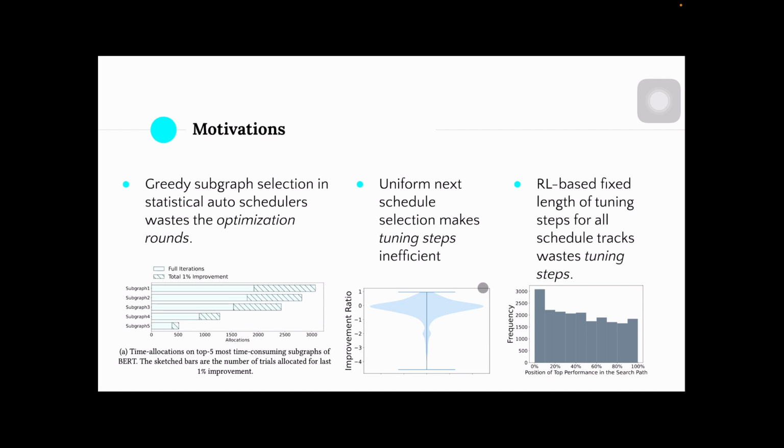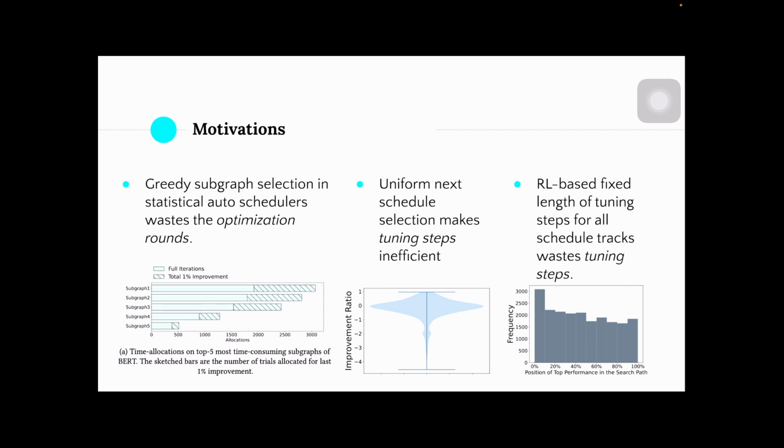The second figure is used to verify that the uniform next schedule selection procedure makes the tuning steps inefficient. We conducted an experiment that collects a bunch of schedules. Each of the schedules can be tuned to another schedule. We uniformly selected these next schedules and tested the performance improvements on them. And in this figure, the improvement performance distribution is plotted, and as expected, most of the improvement is around 0. And this is an inefficient tuning strategy.